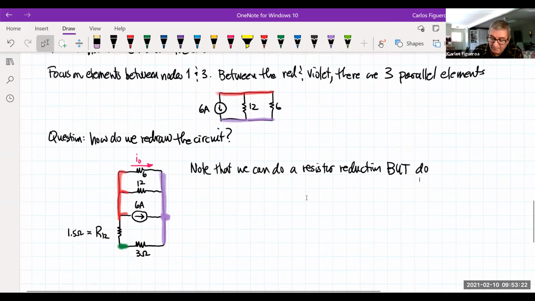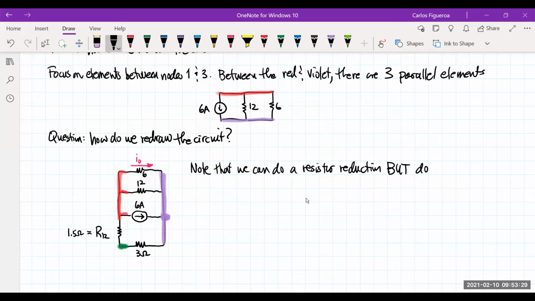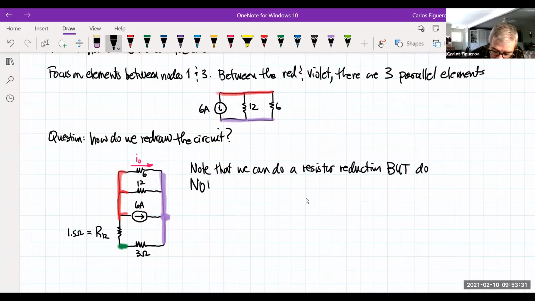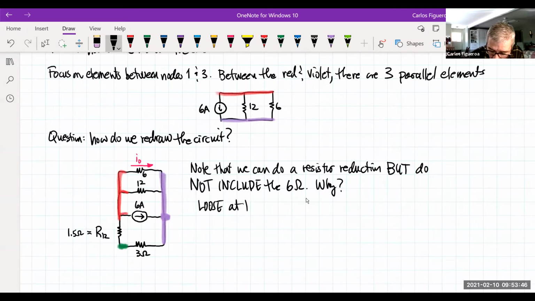So if I come back here, note that we can do a resistor reduction, but do not include the 6 ohm resistor. Why? The reason why is that you lose all the information for the current.